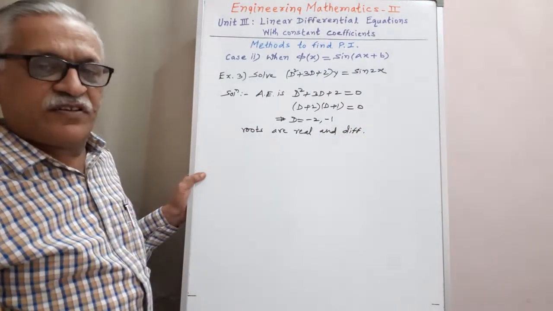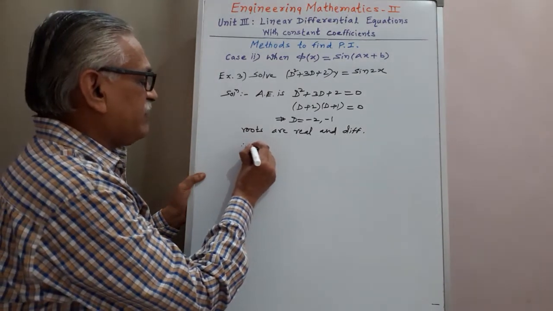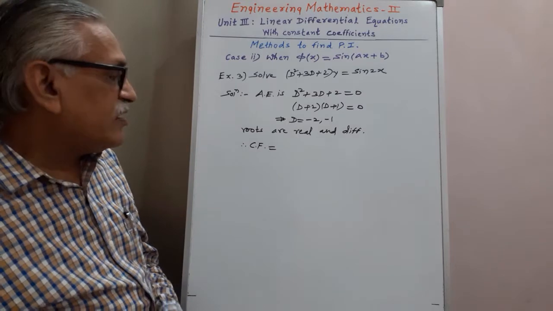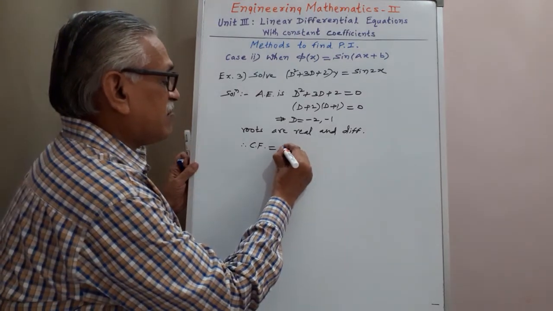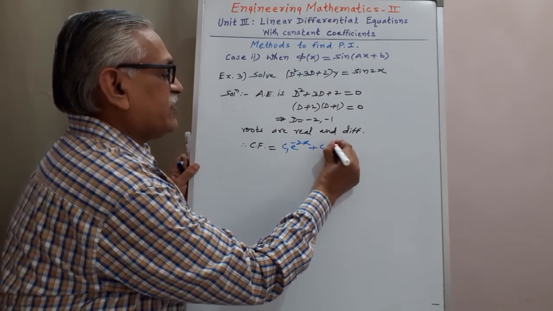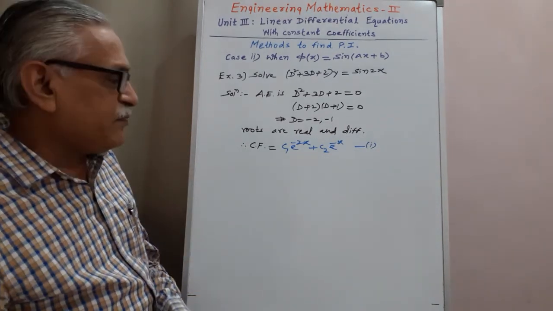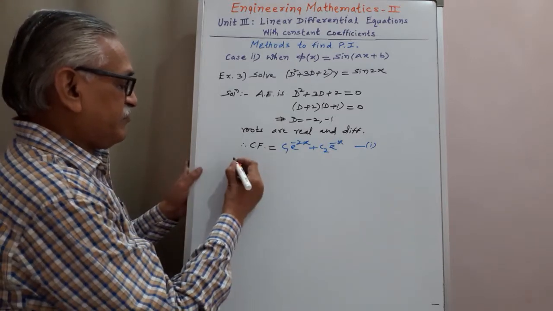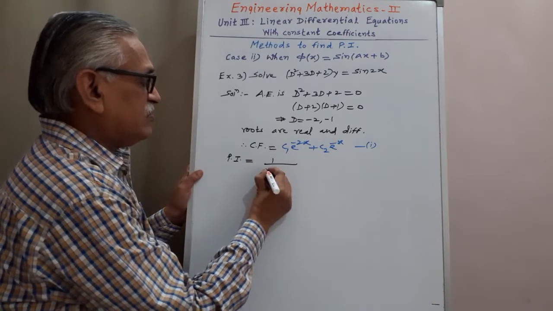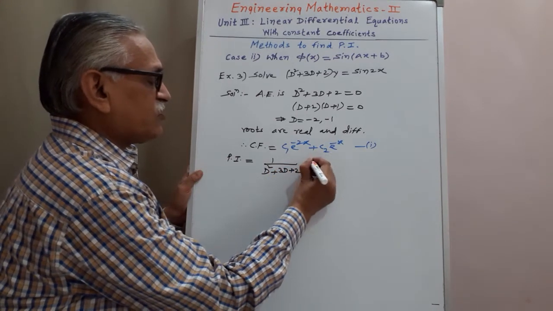As the roots are real and different, it is case 1 for CF, and therefore CF is given by C1 e raised to minus 2x plus C2 e raised to minus x. We call this equation 1. Then the PI part is 1 upon D square plus 3D plus 2, which we have to operate on sine 2x.